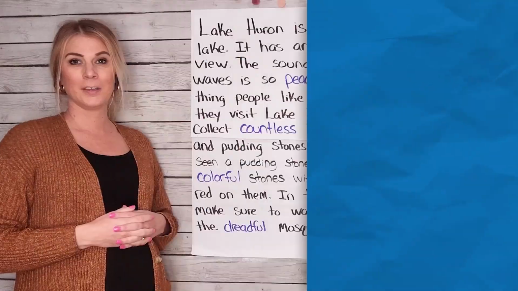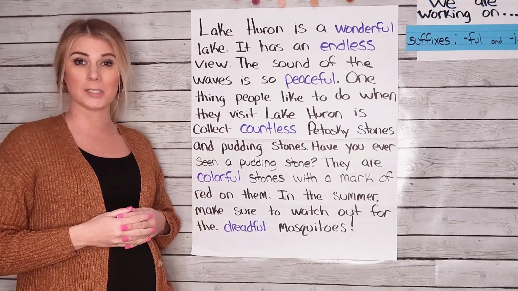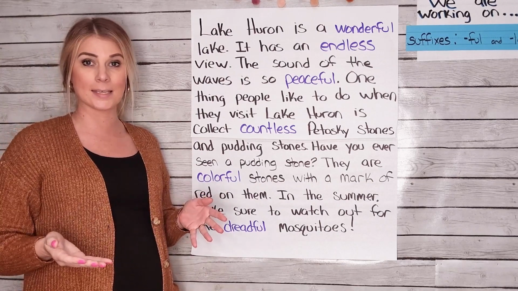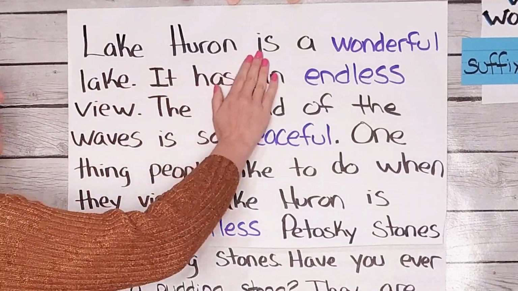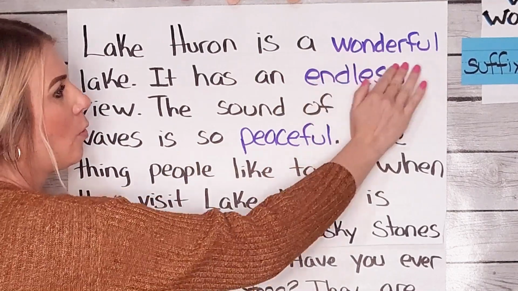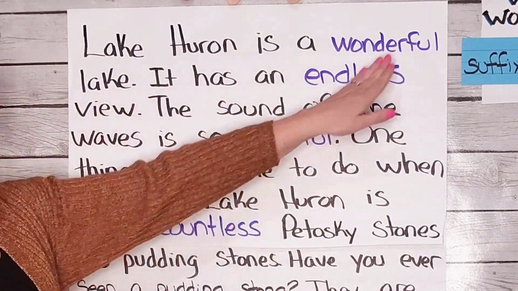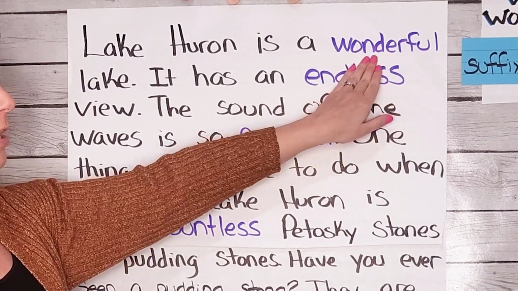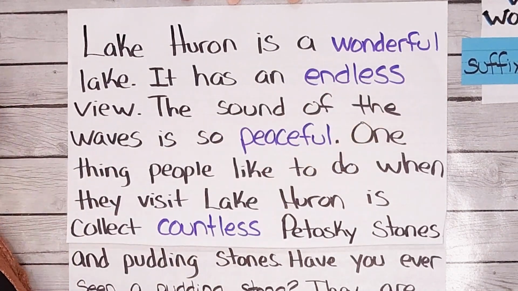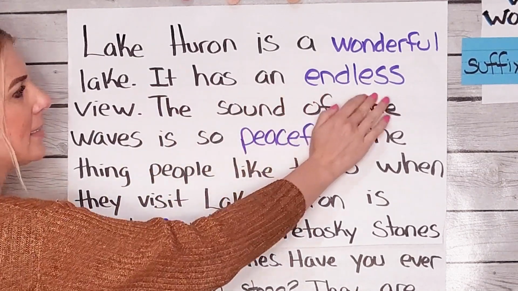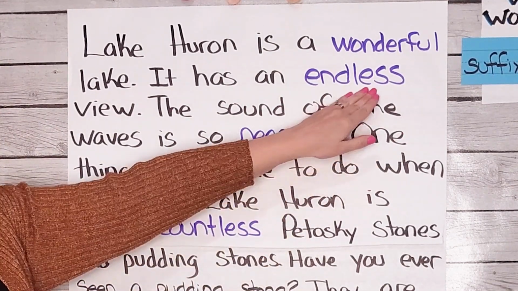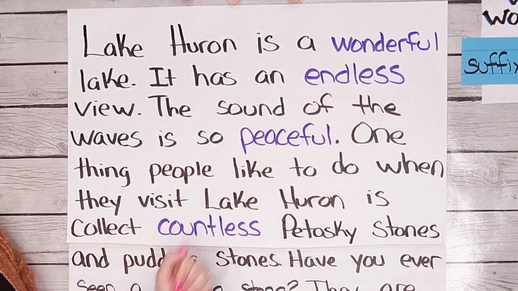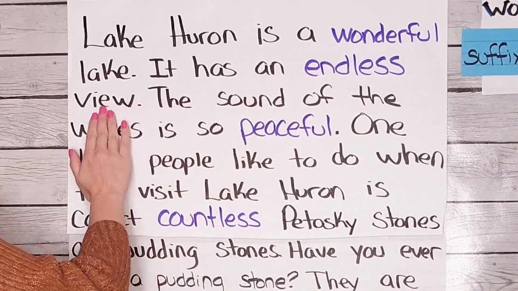Readers, we're doing such a great job reading these words that end in our suffixes full and less. Let's try reading some of them in a story. Here we go. Lake Huron is a wonderful lake. I see my full suffix and I see my base word wonder. I remember full means full of, so Lake Huron must be full of wonder. It has an endless. I see my less suffix now, and I know that means without, so it must mean without an end. It has an endless view.